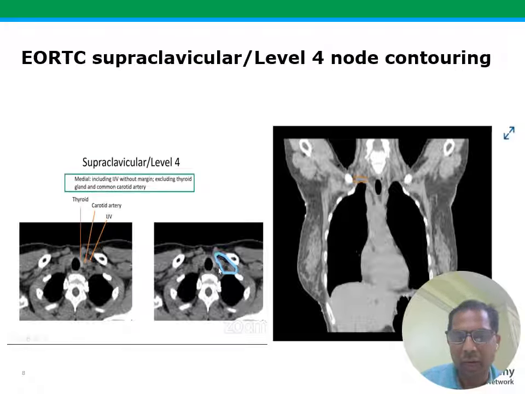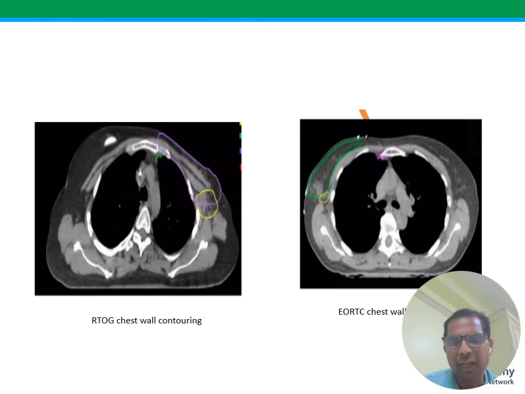But I just want to highlight that when you do EORTC, you're much less medial, so you are sparing a lot more esophagus. But when you're using RTOG, you're a lot more medial, so you need to be careful in your PTV expansion. The second aspect of conformity is the chest wall. And again, RTOG and EORTC have significant difference. The RTOG atlas, you can see it includes intercostal muscle and ribs, while the EORTC is excluding even pec muscle because most of the recurrences occur in front of the pec muscle.